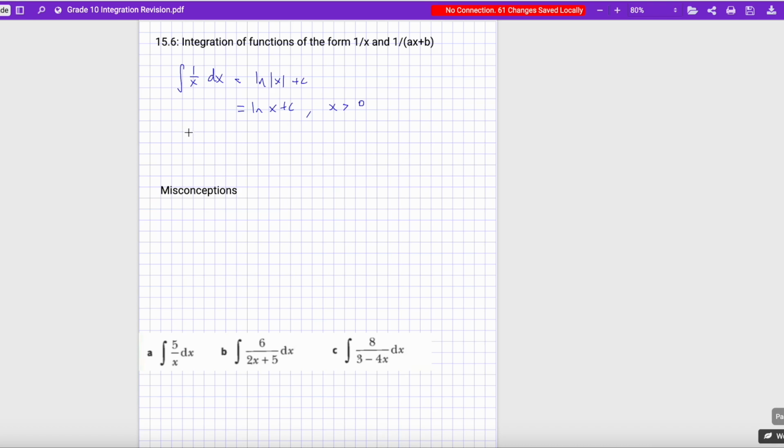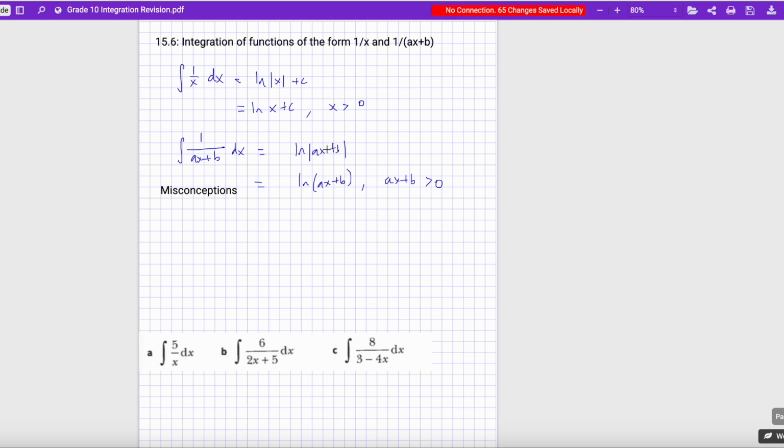Now, similarly, if we're going to integrate something like 1 over ax plus b dx, this would basically be ln, again I'll use a mod, of ax plus b. Some of you will write ln of ax plus b, but remember the value inside the bracket, ax plus b, has to be greater than 0, positive. Now, we are not actually done yet.